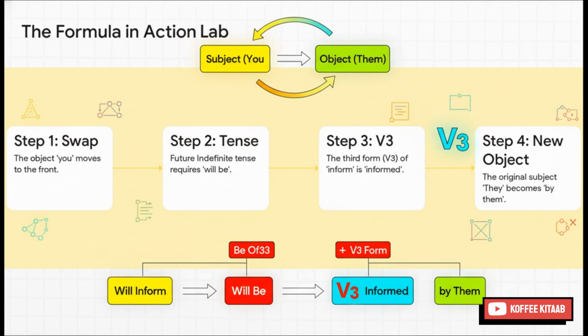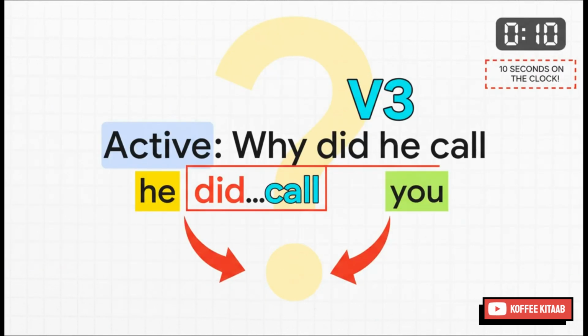And stop. The passive version is, you will be informed about it by them. See? It's the exact same logic. You moves to the front and becomes our new subject. Will inform transforms into will be informed. And you know, this is a perfect example of why passive voice is so common, especially in formal stuff like announcements. The focus is on you, the person getting the information, not on who is sending it. Pretty cool, huh?